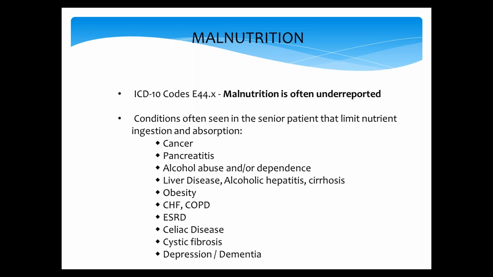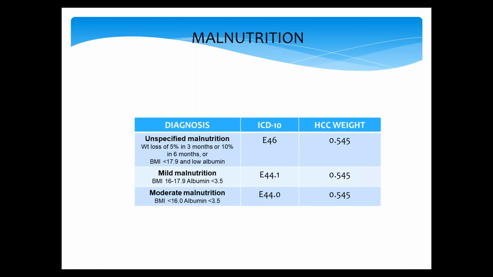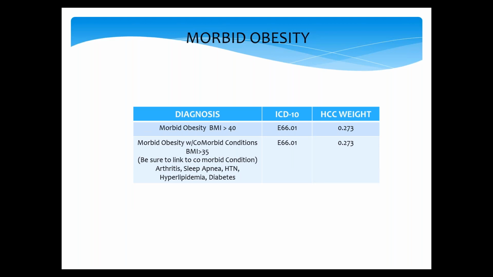Malnutrition is another one that's underreported, especially in cases with cancer, pancreatitis, liver disease, COPD, end-stage renal disease, celiac, depression, dementia. Malnutrition is diagnosed if your BMI is 17.9 or less and low albumin, or weight loss of 5% in 3 months or 10% in 6 months. These carry a fairly high weight, 0.545. Mild malnutrition is BMI 16 to 17.9, albumin less than 3.5, and then moderate malnutrition. All are going to code to the same risk score.